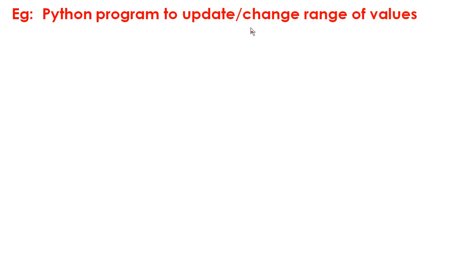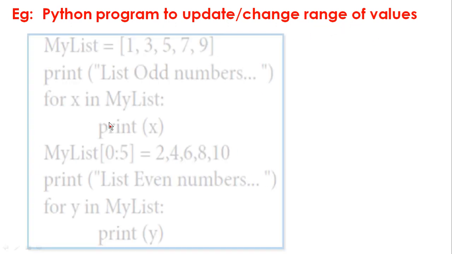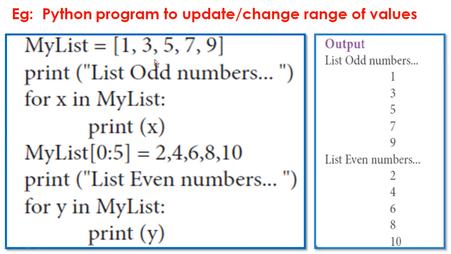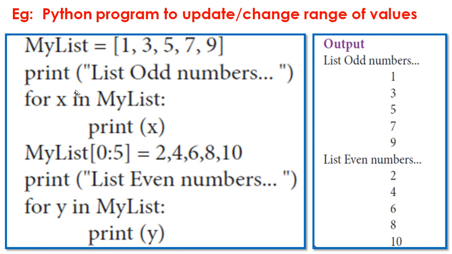Example: Python program to update or change a range of values. Here you are going to see how to change a range of values. This is the second syntax. my_list contains 1, 3, 5, 7, 9. We print the list by using this for loop. So we get the odd numbers 1, 3, 5, 7, 9.